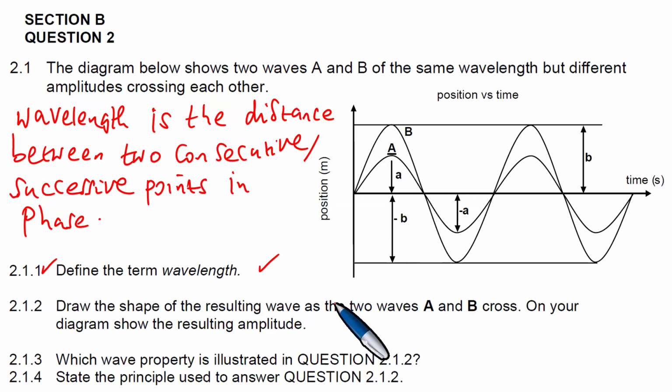Here are these waves, A and B. As they cross, we need to draw the shape of the resulting wave on your diagram, and show the resulting amplitude. This one is amplitude A, which is wave A, and wave B has amplitude B. You can see it's A here, and minus A there, and minus B over there. You really can see the pattern there.